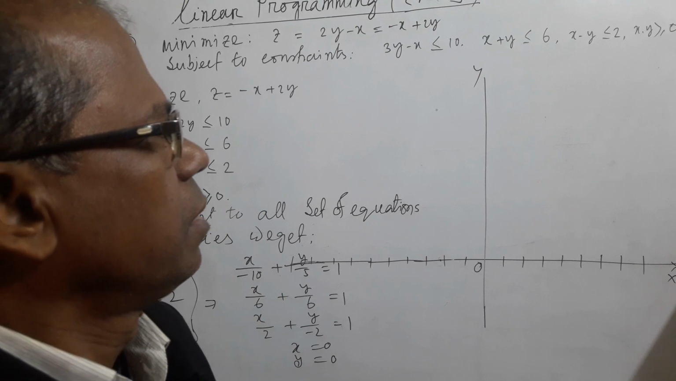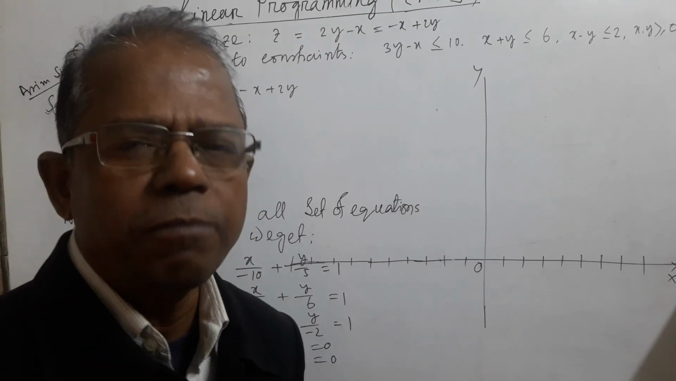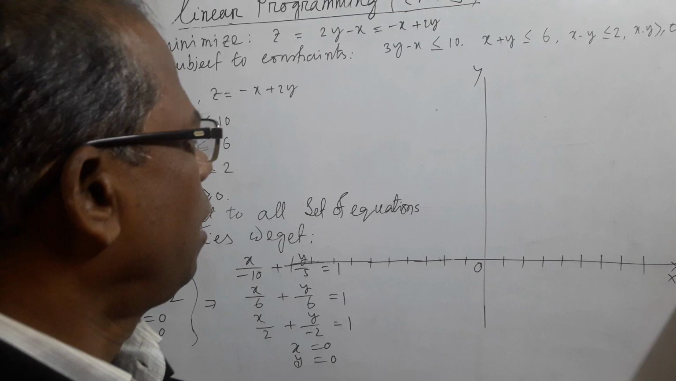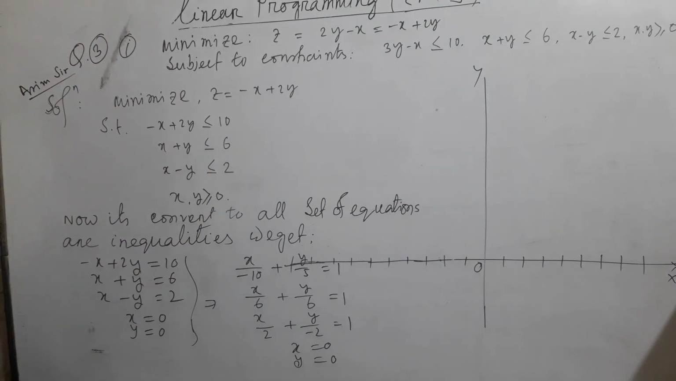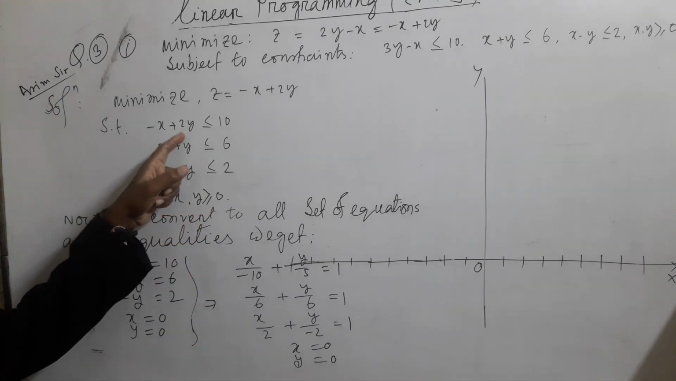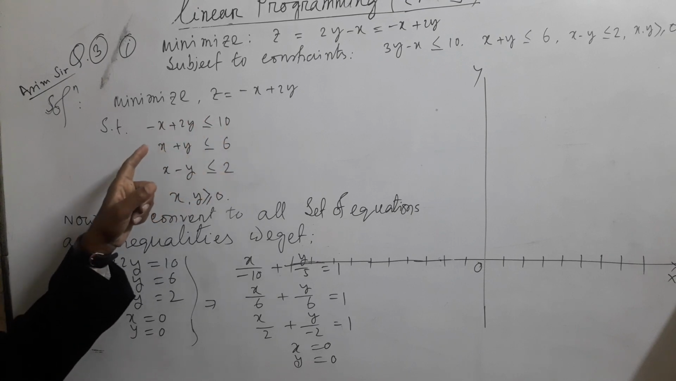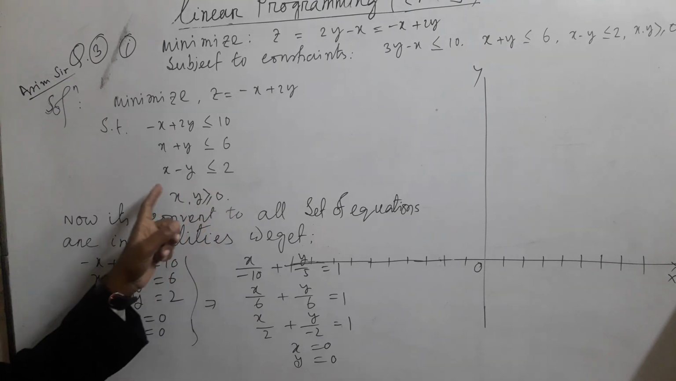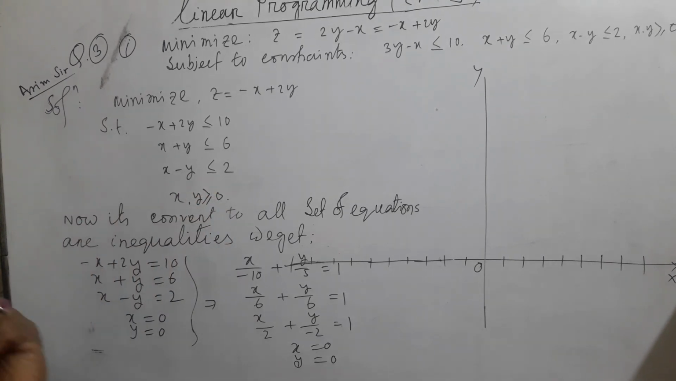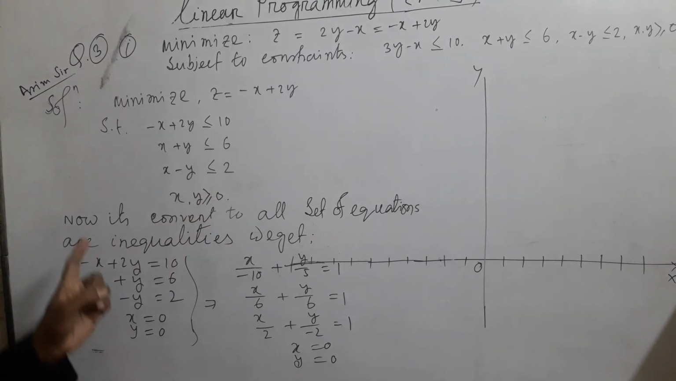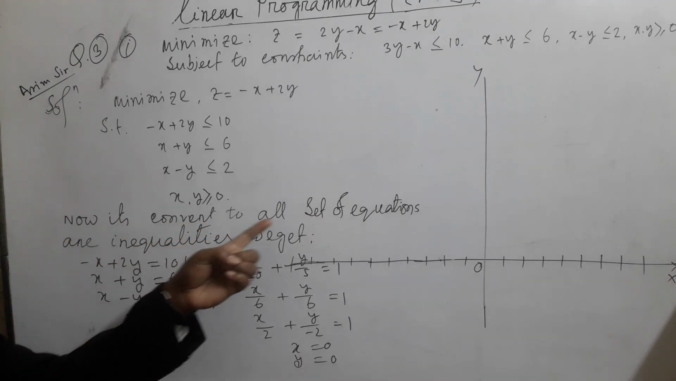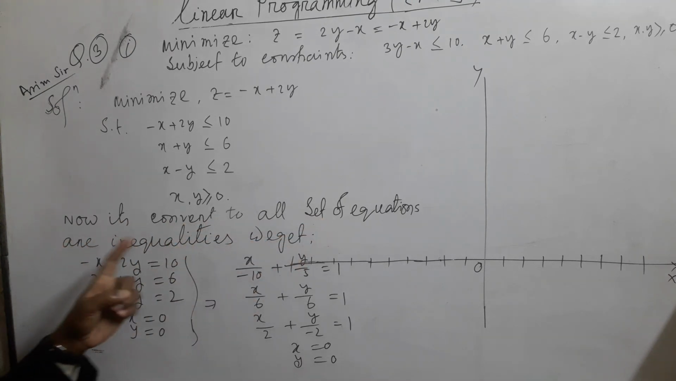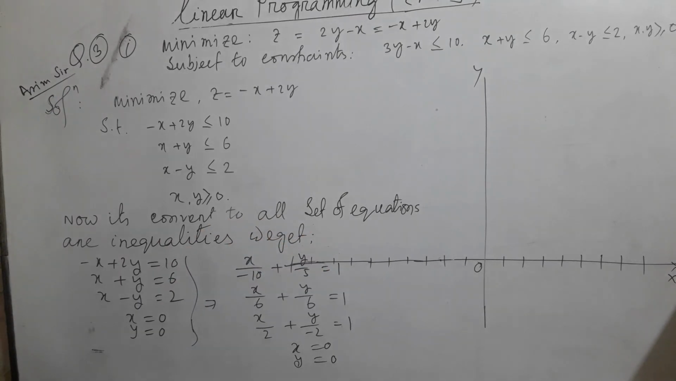So I am going to solve this problem: minimize z equal to minus x plus 2y, subject to the constraints. Now we convert them to a set of equations or inequalities.